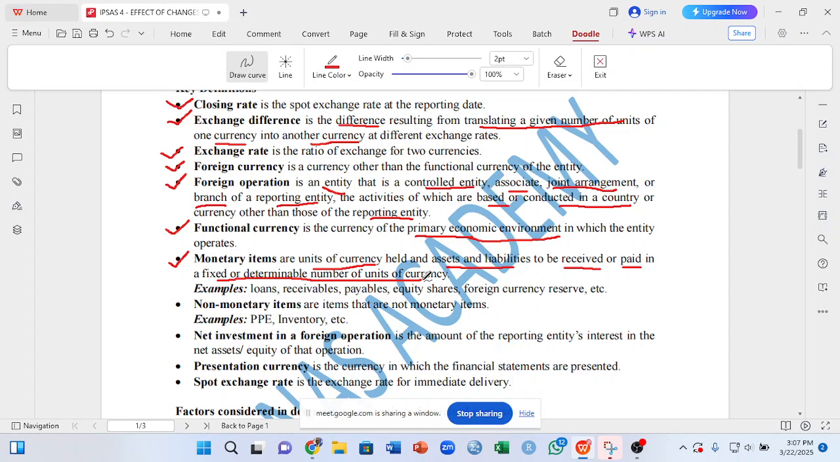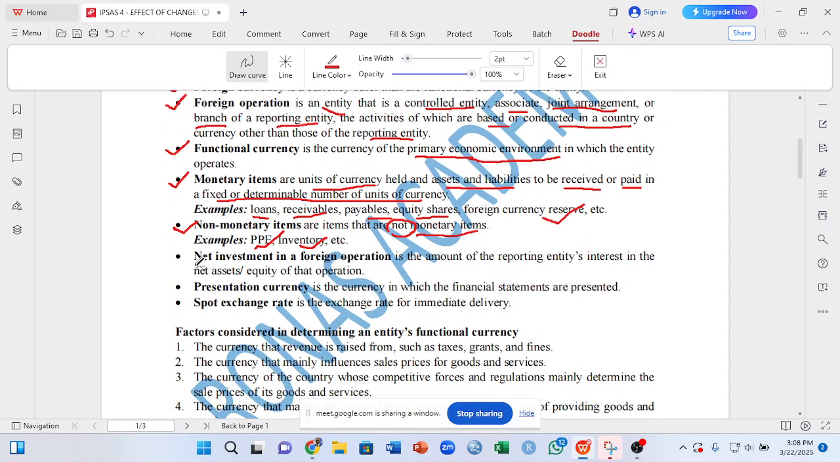That's with monetary items. And examples of these are basically loans, receivables, payables, equity shares, foreign currency reserves. So these are some examples of monetary items. And what are non-monetary items? The standard makes it easier, saying that non-monetary items are items which are not monetary items. And what are these? These are your PPE, your inventories that you buy. These are non-monetary items.